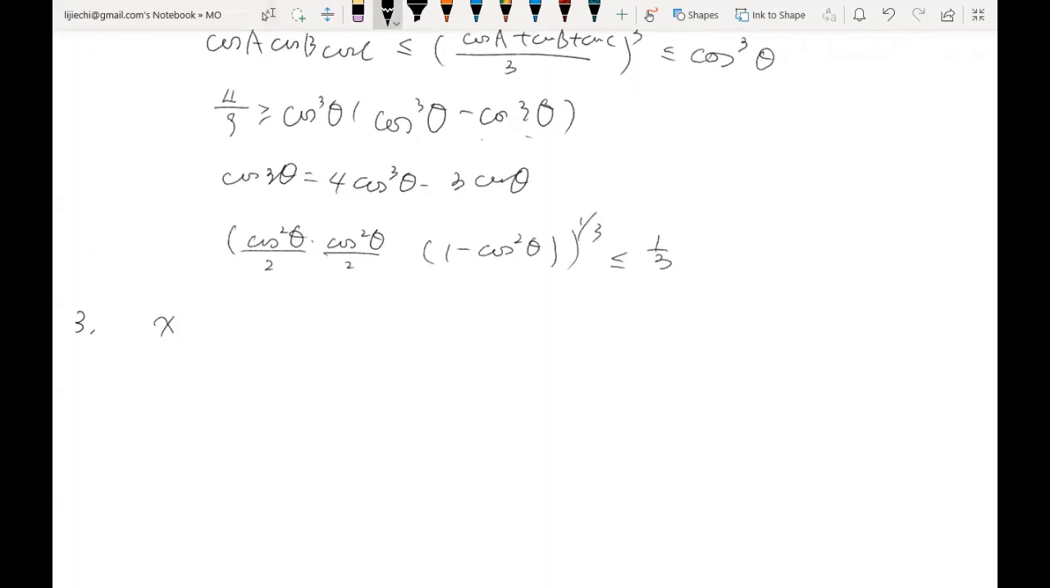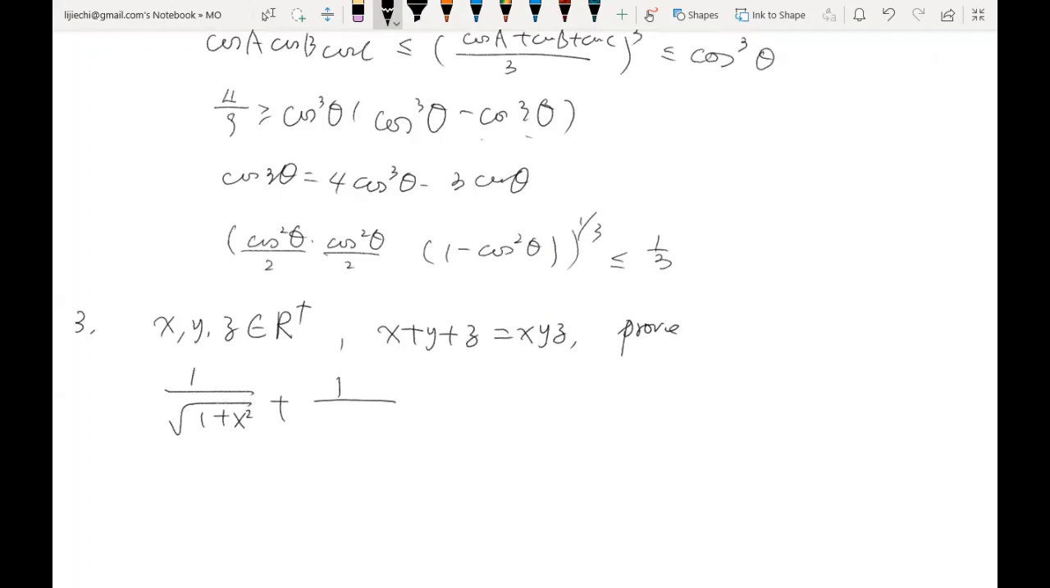Next, what we do is you have X, Y, Z that are positive real numbers. And also X plus Y plus Z equals XYZ. I ask you to prove that the sum of 1 over the square root of (1 plus X square), and so on, is less than or equal to 3 over 2. Hopefully for this one, you can easily solve this. This is pretty trivial.